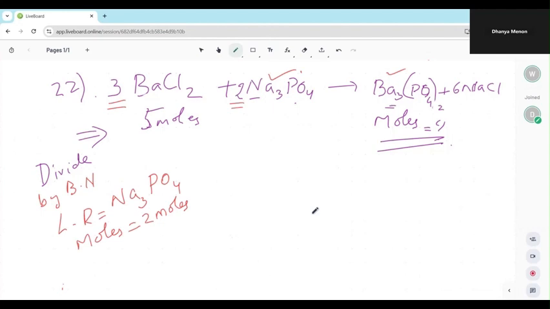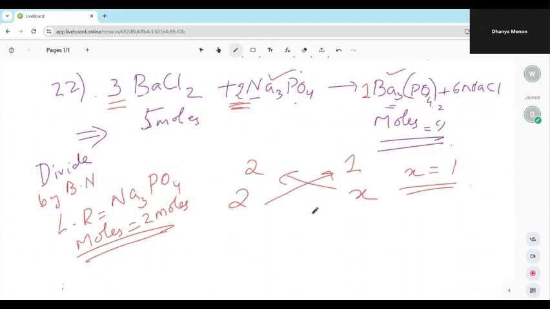As usual, we will go by the stoichiometric equation. Looking at the balancing number, the balancing number here is 2. 2 moles of sodium phosphate is reacting to give 1 mole of barium phosphate. So 2 moles of the limiting reagent, 2 moles of sodium phosphate, will give you how much? X moles of barium phosphate. You cross multiply and you get X equal to 1. This is your answer. They have asked you for the number of moles. You don't have to make it into mass because they have asked you moles only.